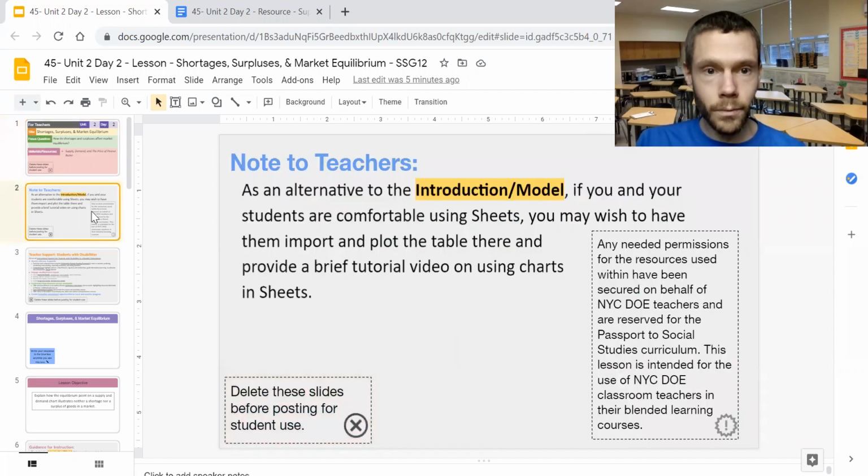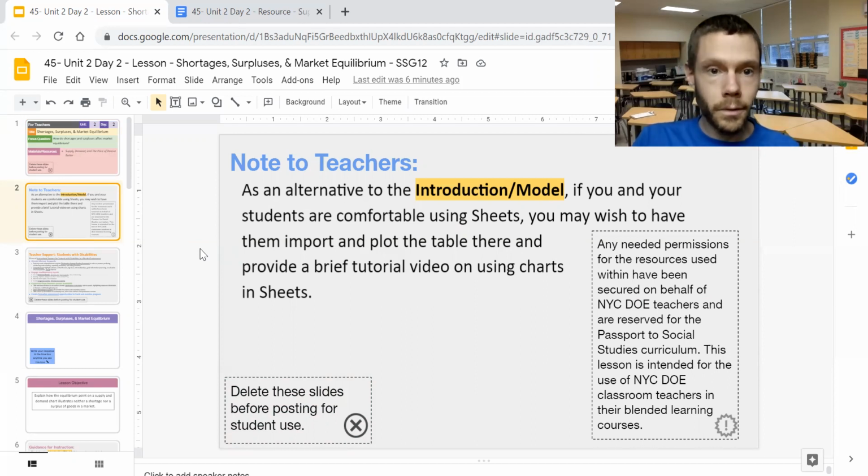And in the first note to teacher, I made a tutorial video for students that you may want to refer them to, or you may want to look at yourself if you're not as familiar with Google Sheets. In the video for students, I showed them how to plot the data that's included in the Google Slides, put it into a Google spreadsheet, and use the chart creator to create first a scatter plot, and then to show them what it would look like as a line graph.